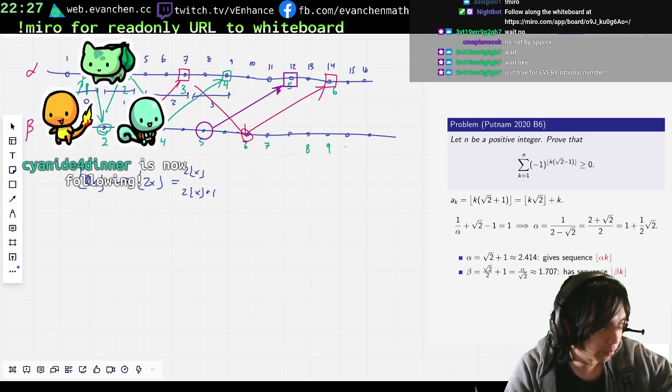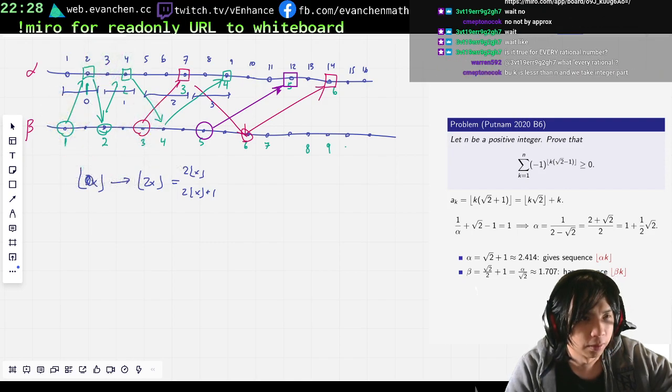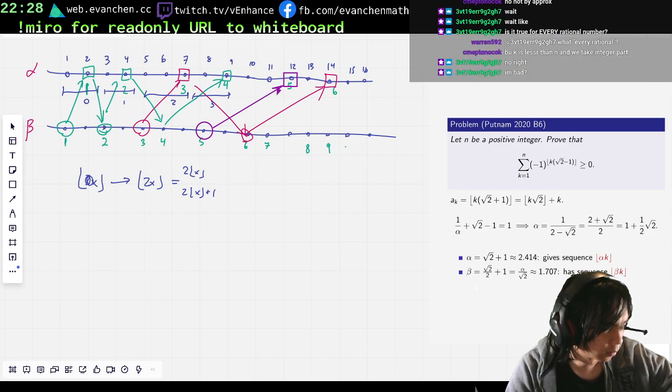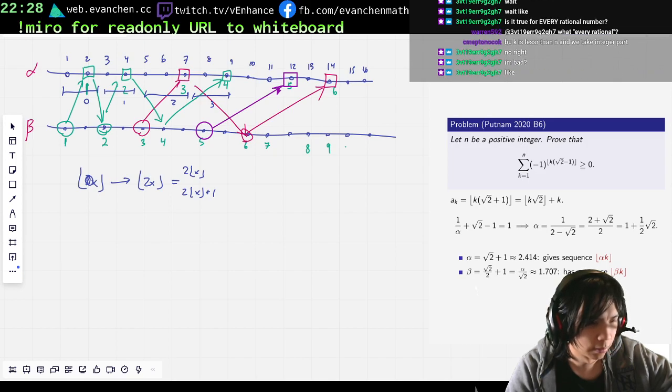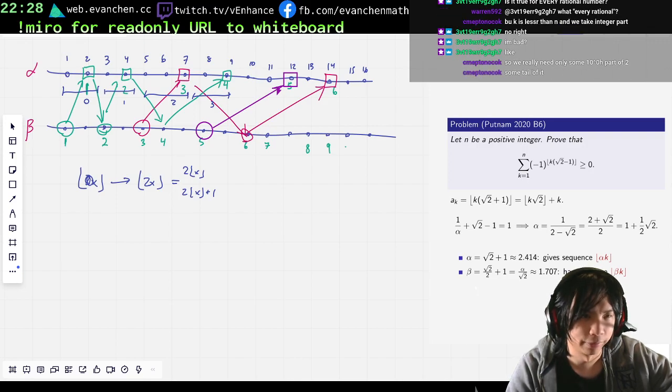Thank you, cyanide for dinner. Is it true for every rational number? No way, right? Just take like 1.1 and it's just false, for n equals 1.